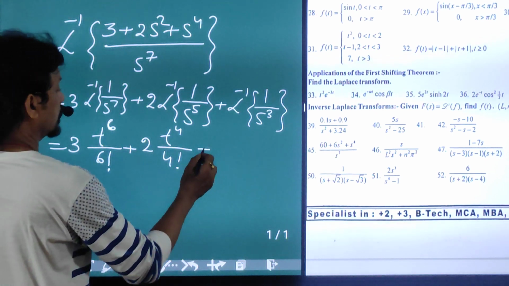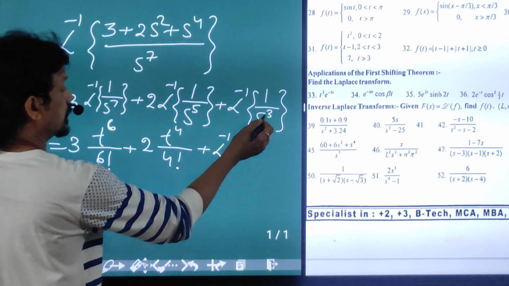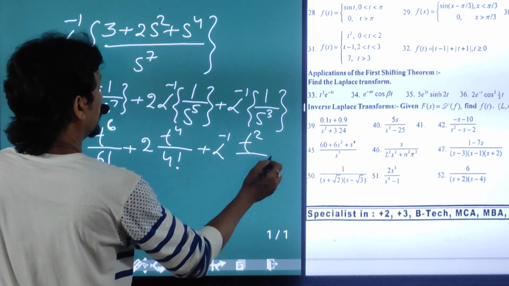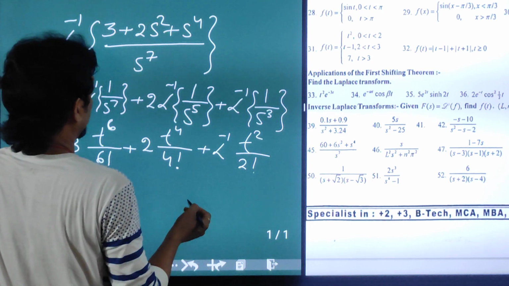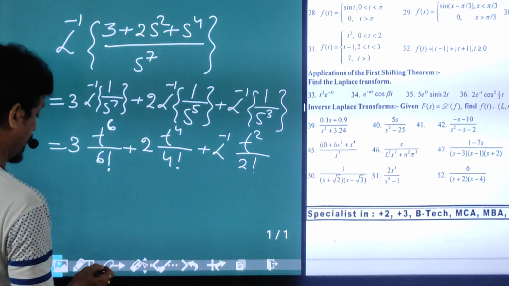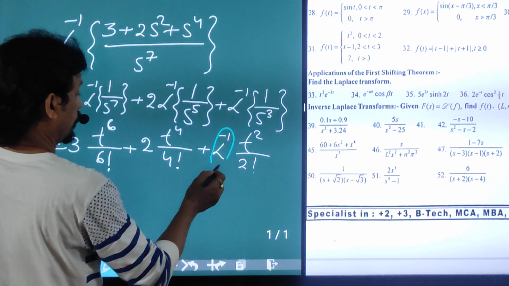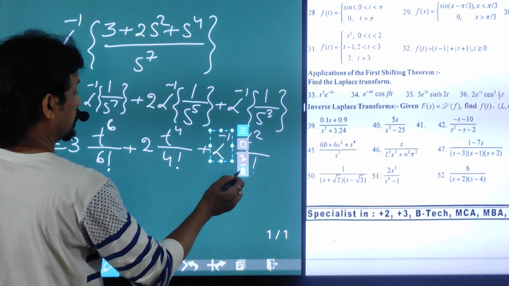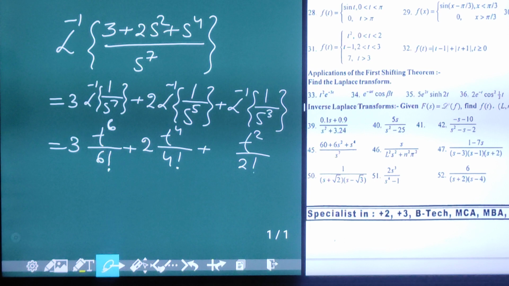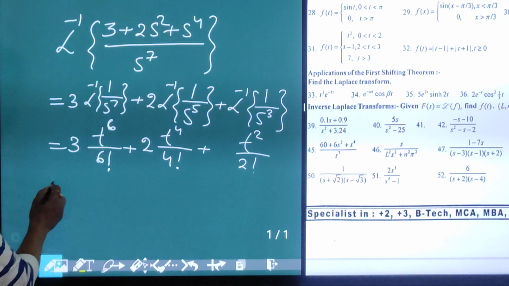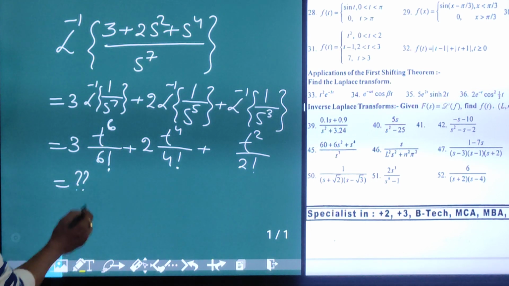Then plus Laplace inverse. Here n is 3, so t to the power 2 by factorial of 2. Sorry, not Laplace inverse. It is t to the power 2 by factorial of 2. So now you can write the answer. After cancelling, you can write the answer. Okay, so let us do another question.